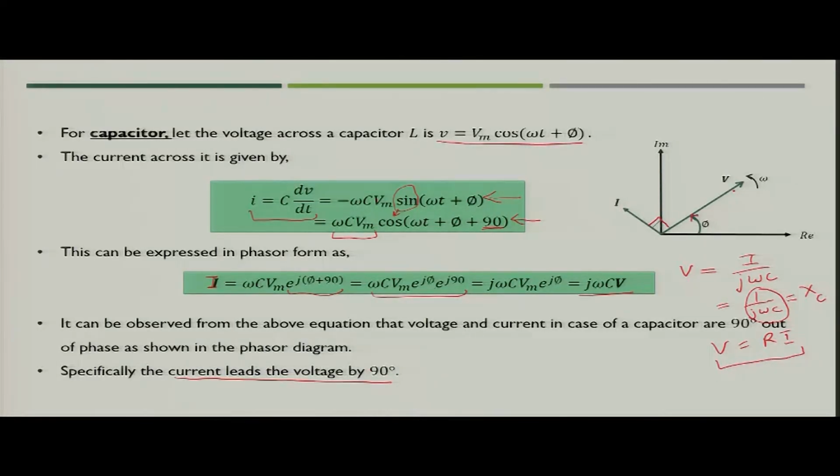In both of the cases, whether it is inductor or capacitor, voltage and current would be 90 degree out of phase. When you compare with the resistor, where voltage and current both are in phase, in this case capacitor and inductor both will be out of phase. In case of inductor, current will be lagging with respect to voltage by 90 degree, while in case of capacitor, current would be leading by 90 degree with respect to voltage.